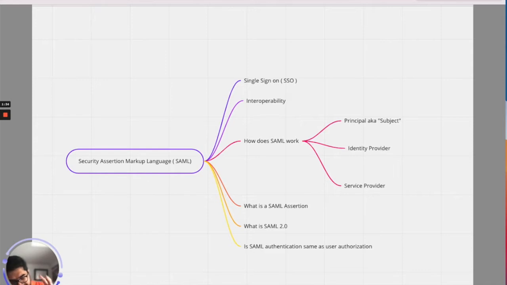Now, think of SAML authentication. Again, authentication, not authorization. Two different things. SAML authentication is more like an identification card. So when somebody says, this is who I am, SAML works in that way.